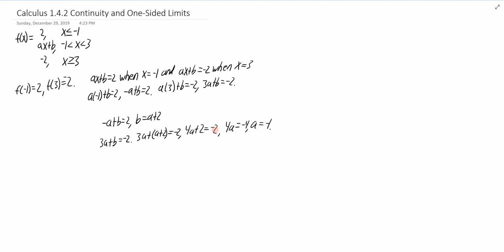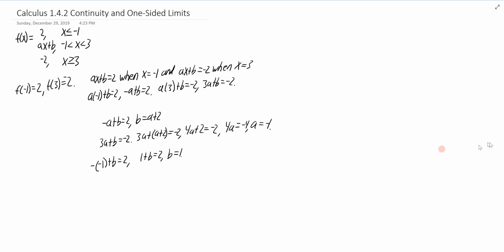Now we just got to figure out b. So to figure out b, we have negative of -1 plus b equals 2. So that ends up being 1 plus b equals 2. So then b is equal to 1. So there we go. a is equal to -1 and b is equal to 1. That's your answer.